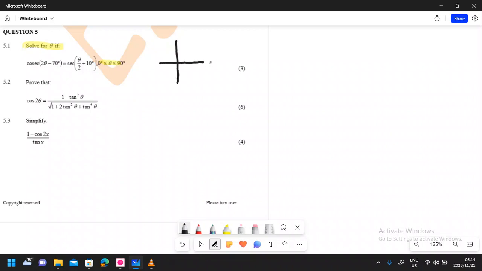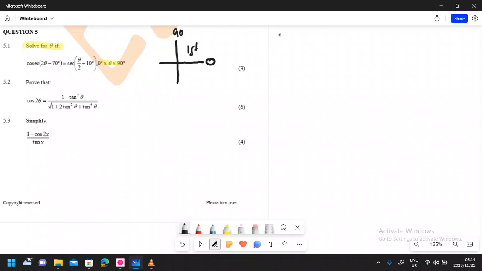If theta should be greater than or equal to 0, or less than or equal to 90, it's supposed to belong somewhere here. So whatever answer you're going to get should be within this quadrant, which is the first quadrant. All right, so let's continue.